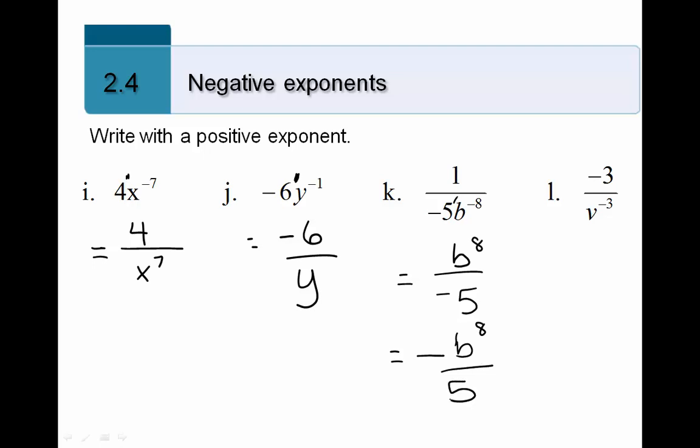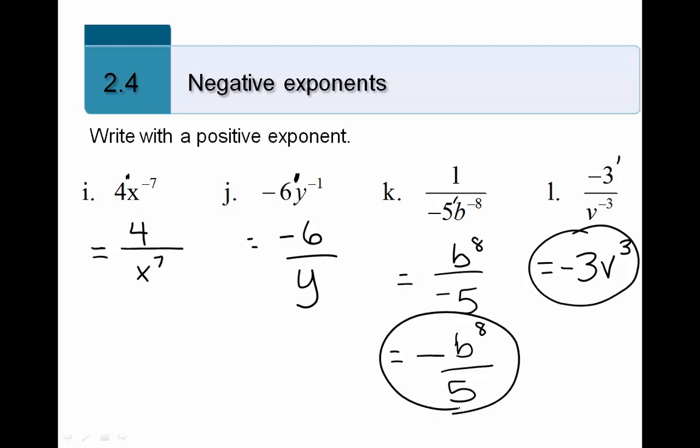The negative 3 is fine. It has a positive exponent of 1 right there. We're just going to bump the v to the top, to the numerator, to make my exponent positive. So I'll just have negative 3 v to the third. And all that would be remaining on the denominator is a 1, so we can just write our answer as this. So these are our answers here for this page. Rewriting with positive exponents.